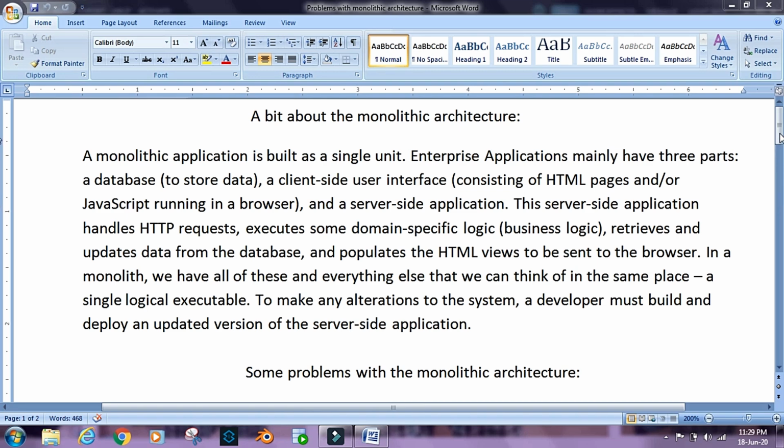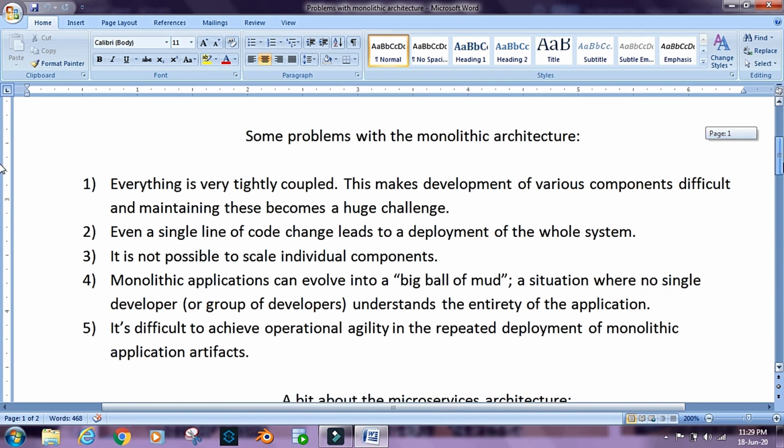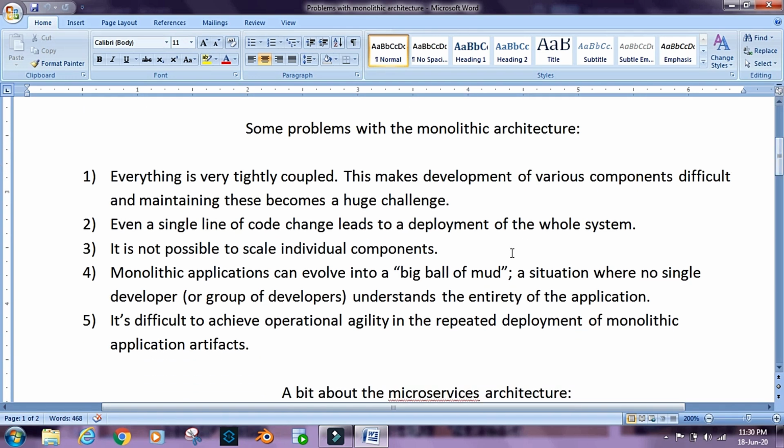And let's take a look at some of the problems with the monolithic architecture. So number one is everything is tightly coupled. This makes development of various components difficult, and maintaining these becomes a huge challenge.